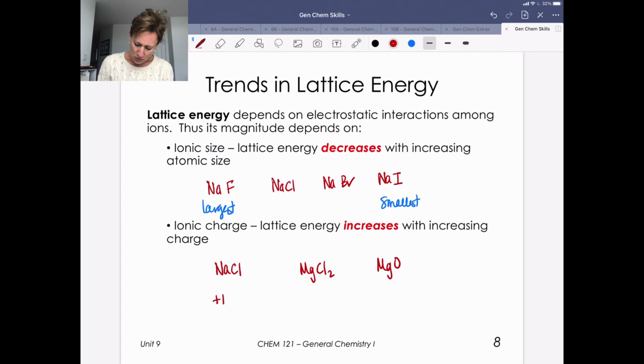For example, with sodium and chlorine, as sodium chloride, the charges are +1 and -1. This is going to have the smallest lattice energy here. When I go to magnesium and chloride, I'm going to have a +2 and a -1. And then with magnesium oxide, I'm going to have a +2 and a -2. So the greater the charges, the stronger the lattice energy, the bigger the attraction, the larger the lattice energy. So a little bit of qualitative stuff.